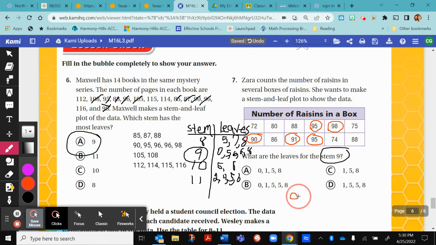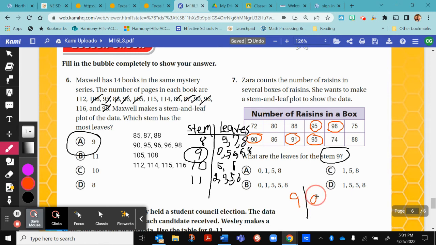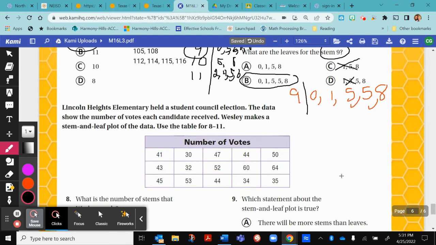I have stem 9 has 0, 1, 5, 5, and 8. What's my best answer? Ding, ding, ding. It is B. Very good. You could have done process of elimination by saying, oh, I have a 0. Get rid of what doesn't have a 0 and makes it easier. But write that down because you're still in training, so you're not there yet, but you will be.